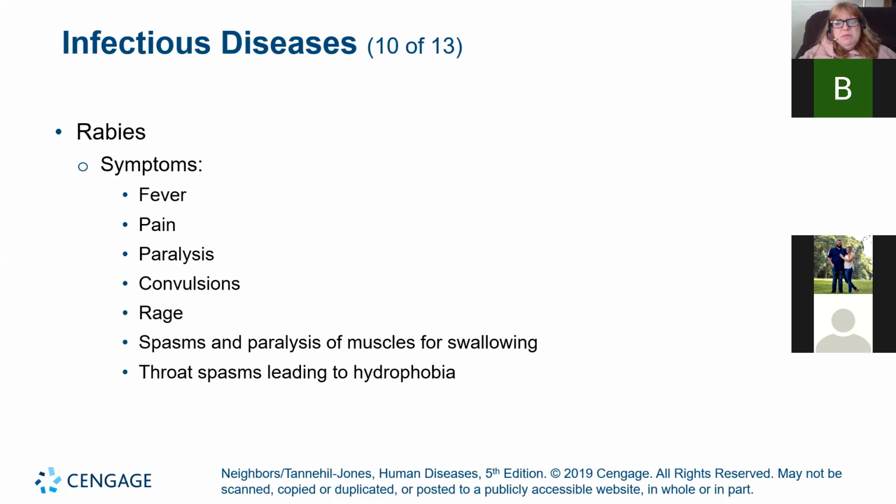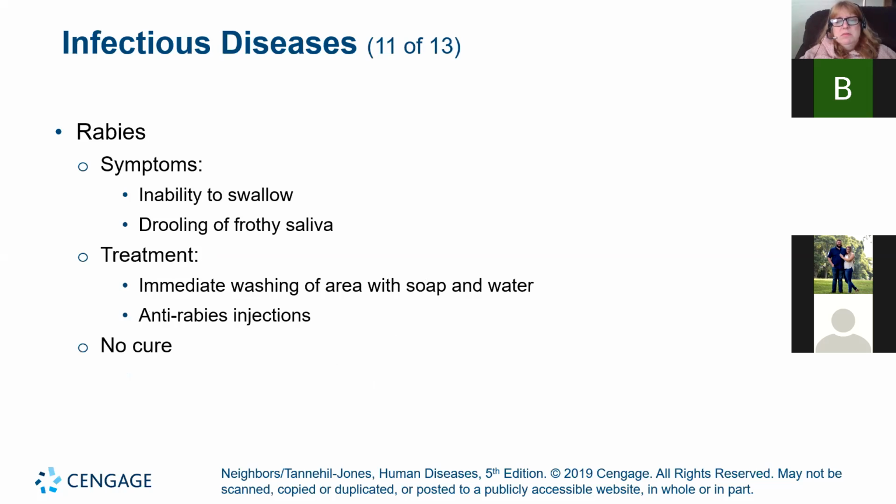Rabies is awful, okay? The convulsions, people become enraged. They'll have spasms. They alternate between spasms and paralysis of the muscles. Their throat spasms, and it just becomes awful. The reason we see that drooly, frothy saliva is because they lose the ability to swallow, okay?